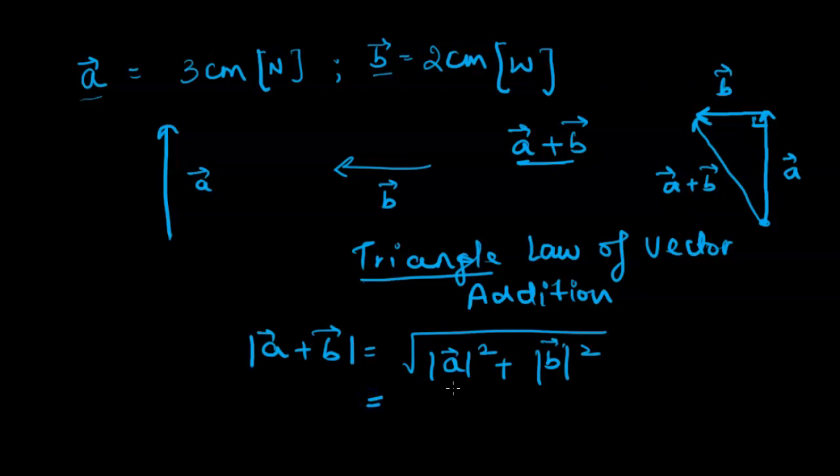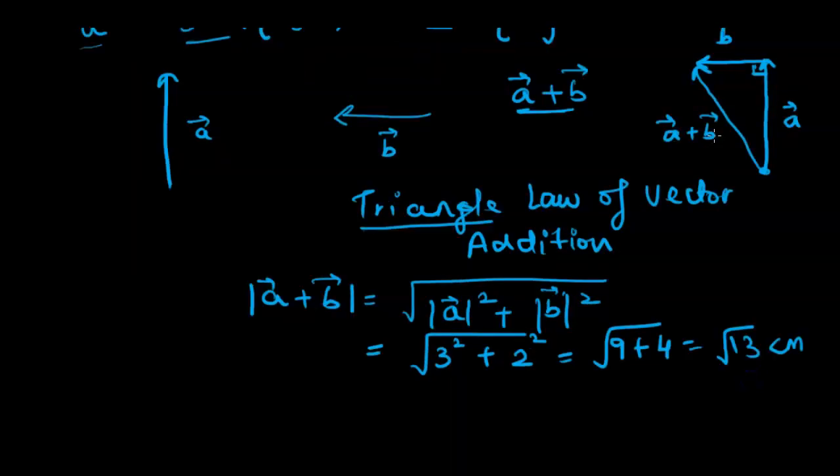We are given the numerical value of vector A as 3 centimeters. We are given the numerical value of vector B as 2 centimeters, and we take the square root: 9 plus 4, square root is 13. So the magnitude of A plus B is square root 13 centimeters.